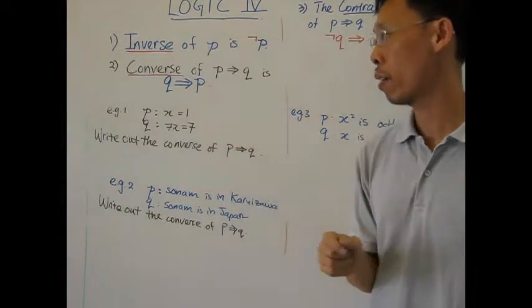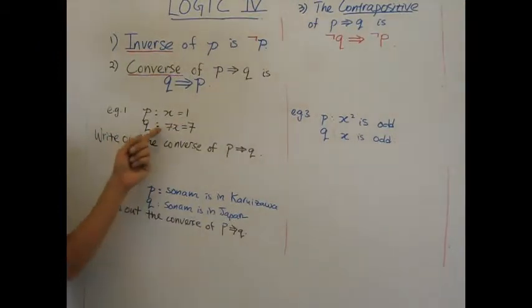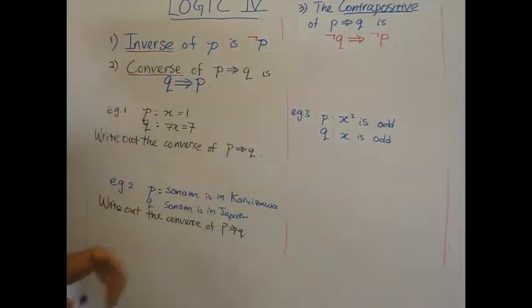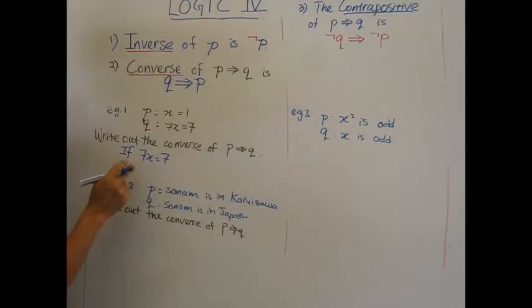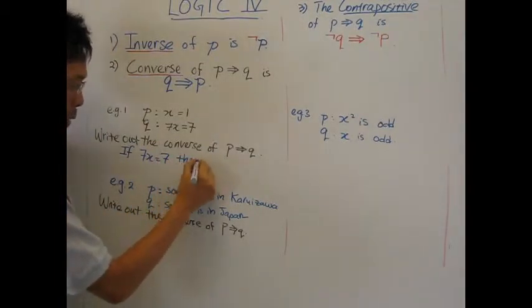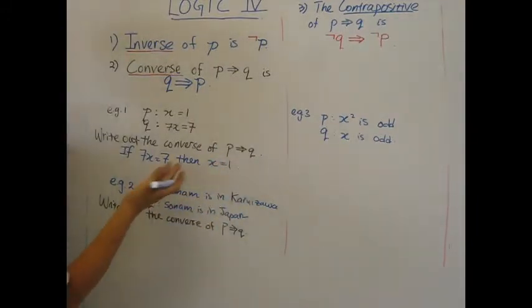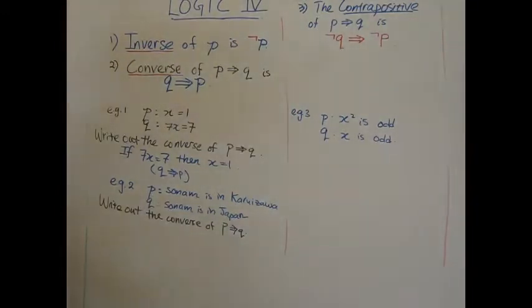So Q implies P. Let's look at the example. P is x equals 1, Q is 7x equals 7. Write out the converse of P implies Q. So that will be Q implies P: if 7x equals 7, that's my Q, then x is equal to 1, that's P. So that's my converse. That is Q implies P.